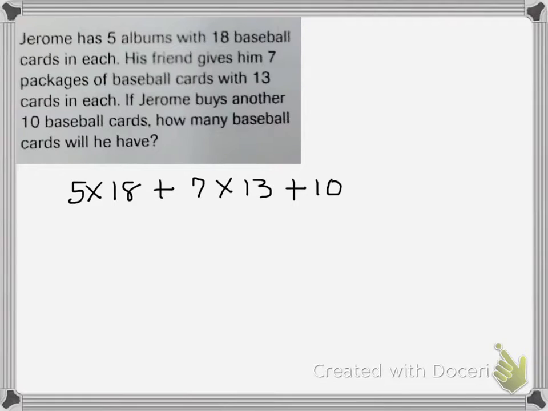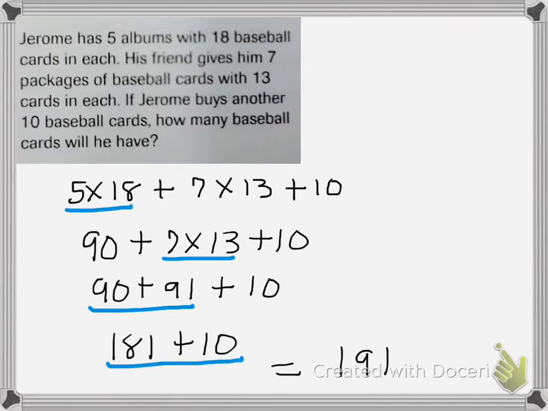Here is the expression you should have written for this problem. 5 times 18 plus 7 times 13 plus 10. And then you were asked to solve it using your order of operations. Here are the steps. 5 times 18 is 90, plus 7 times 13 plus 10. 90 plus 91 plus 10. 181 plus 10 equals 191.